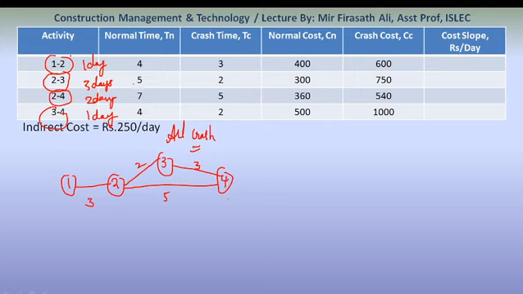Now, in the network diagram, the critical path should not change. Once we have got the critical path, it should not change. It is how much? 3 plus 2, 5, 5 plus 3, 8 days. 1 to 2, 2 to 4, this is also 8 days. Critical path is the same.